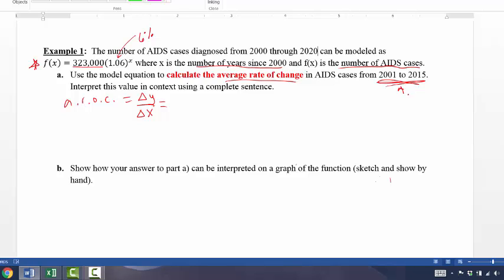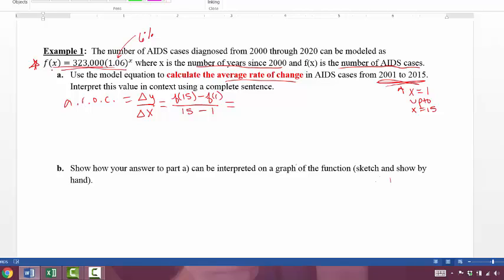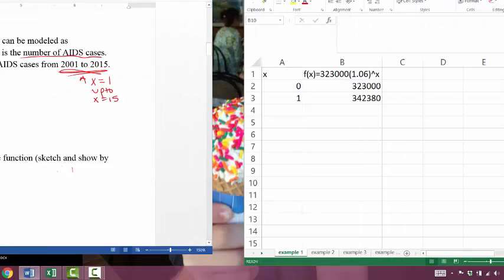So when they say 2001 to 2015, we're talking about x equals 1 up to x equals 15. So we're going to do f of 15 minus f of 1 over 15 minus 1. So y2 minus y1 over x2 minus x1. So I need to find the y value when x equals 15. So I'm going to go to my function. I'm going to plug in 15. I'm also going to plug in 1, and I'm going to find the y values.